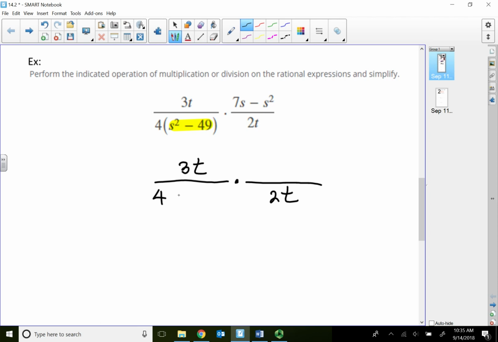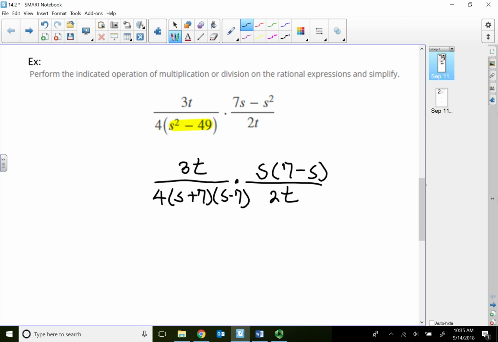S squared minus 49 should be s plus 7 times s minus 7. All right, this numerator, these two terms, the greatest common factor is s. So if I factor out s, that should be 7 minus s.